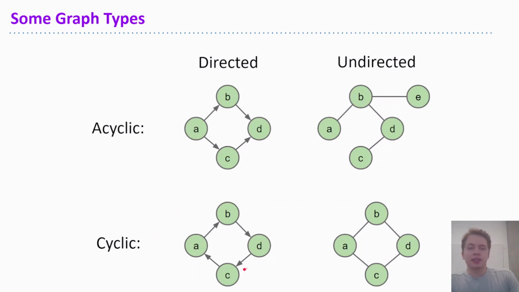This is a directed cyclic graph because we can follow distinct edges and end up back at a vertex. And here's its undirected cousin, where likewise you can follow a series of distinct edges and then end up back at any vertex.